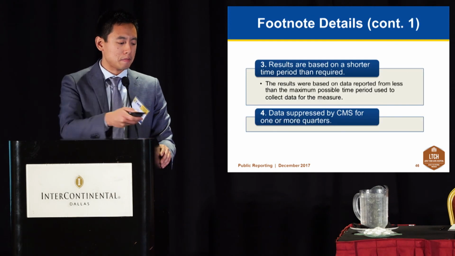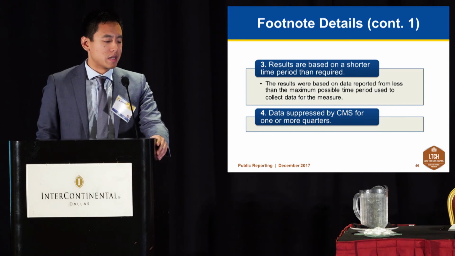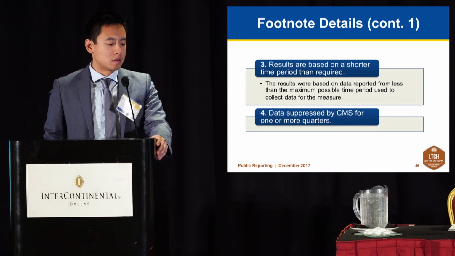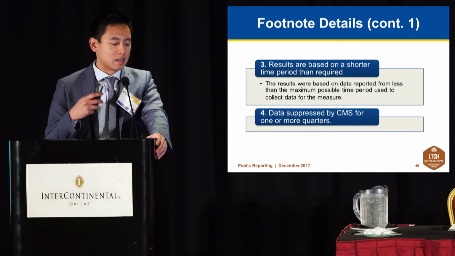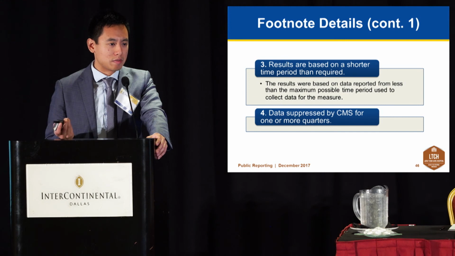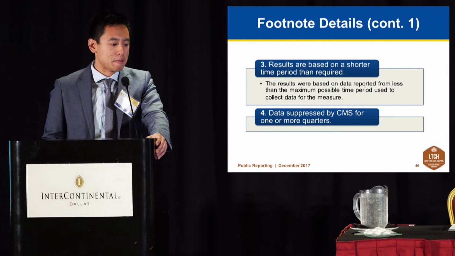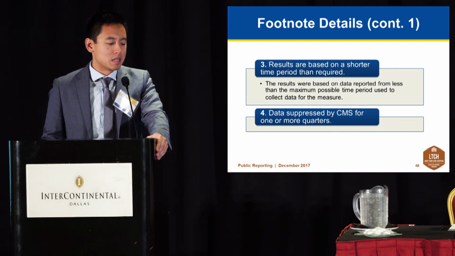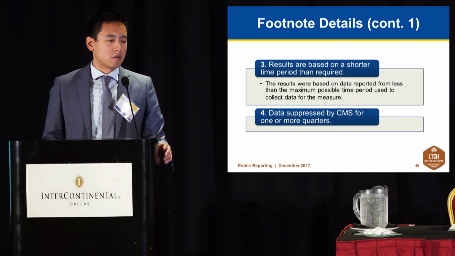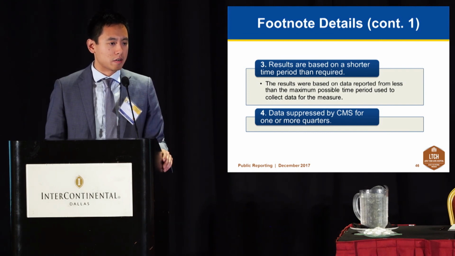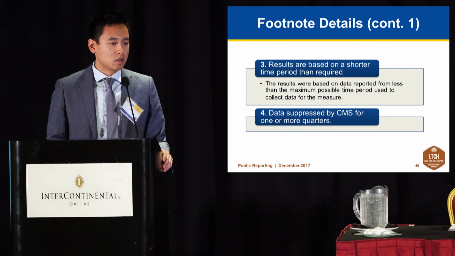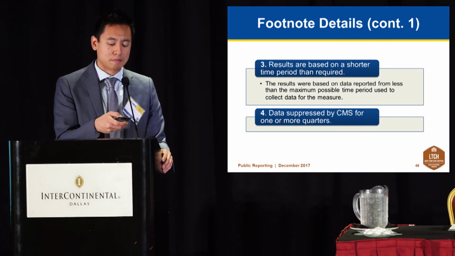Number 3 is results are based on a shorter time period than required. I think this is more of a rare case, but if there's a result that has, let's say, 3 quarters of data instead of 4 quarters, then we put that footnote in. Number 4 is data suppressed by CMS for 1 or more quarters. For example, if CMS finds that there's a slight calculation error on the quality measure, they'll temporarily suppress the measure until it gets fixed.